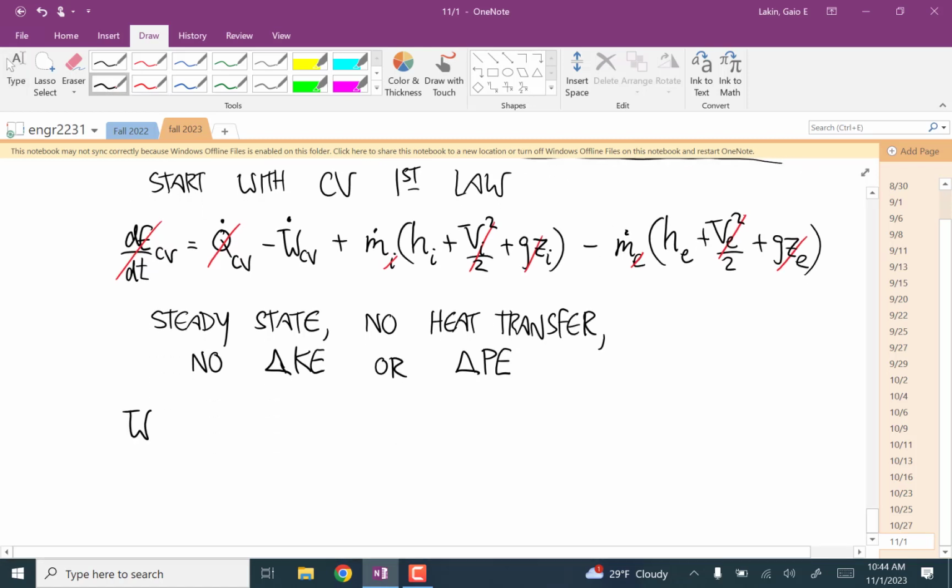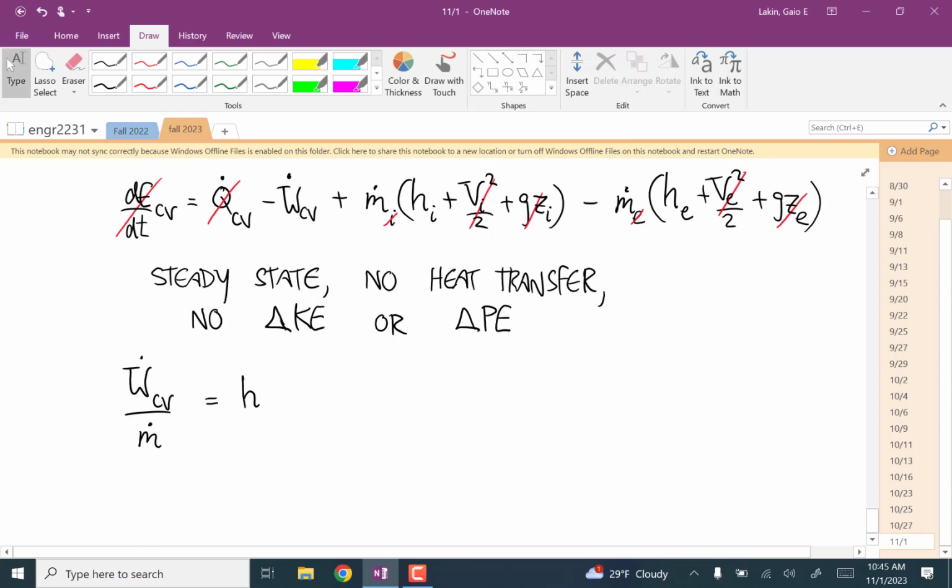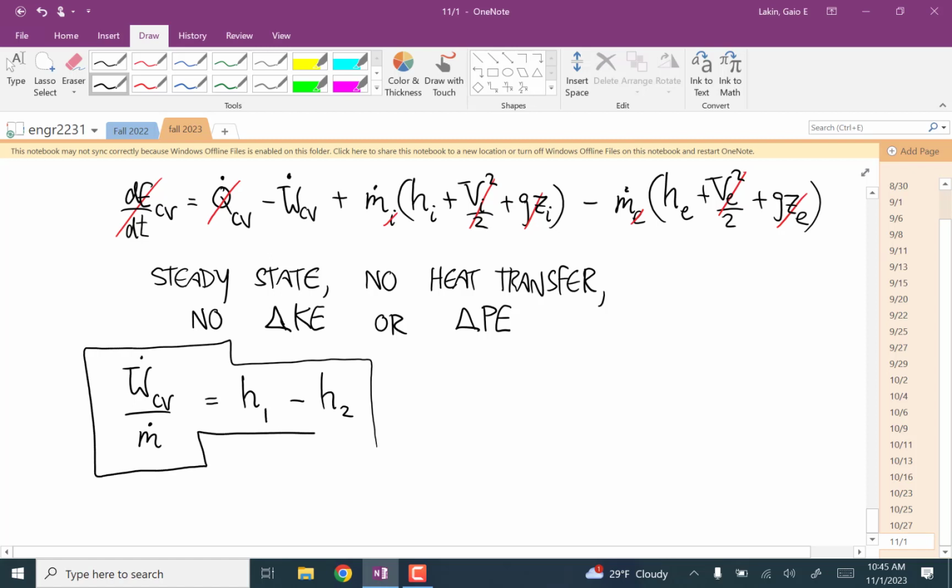And you get that W dot for the control volume over m dot, so this is like a rate of work being done by the turbine, is equal to h at the inlet, which is h1, minus h at the exit, which is h2. And so that's an expression for W dot over m dot for the turbine.